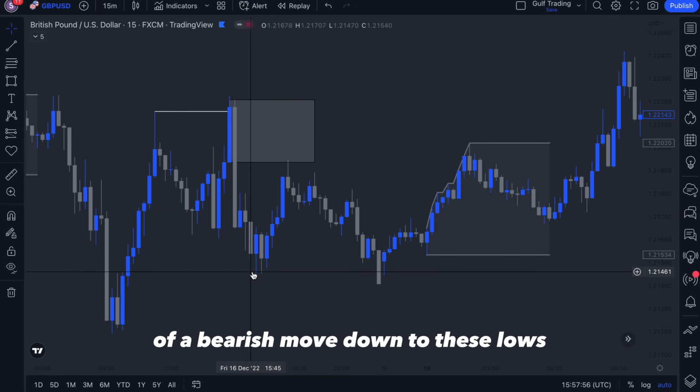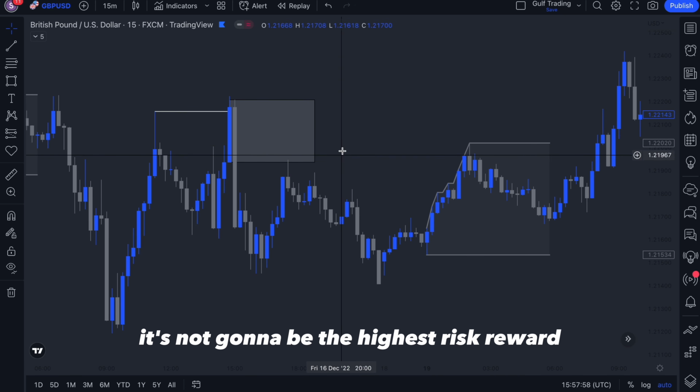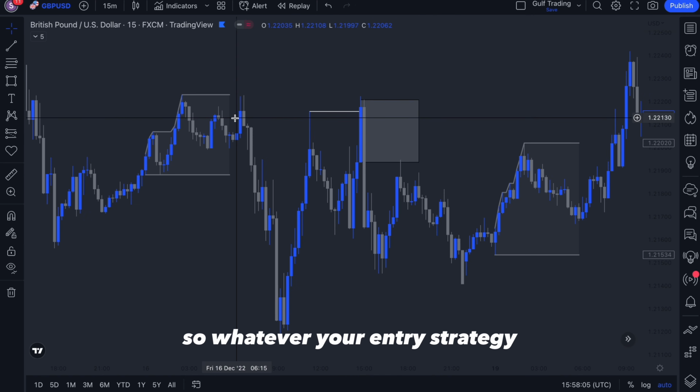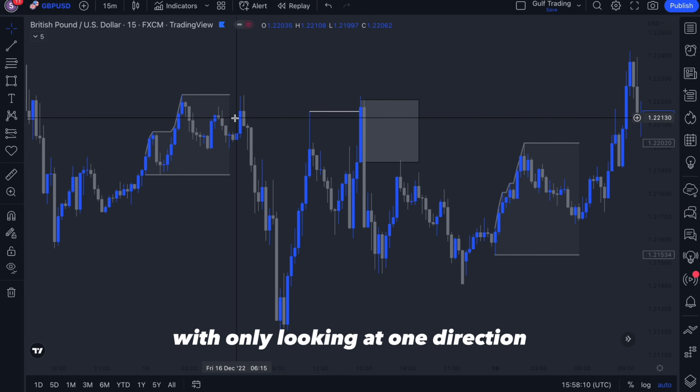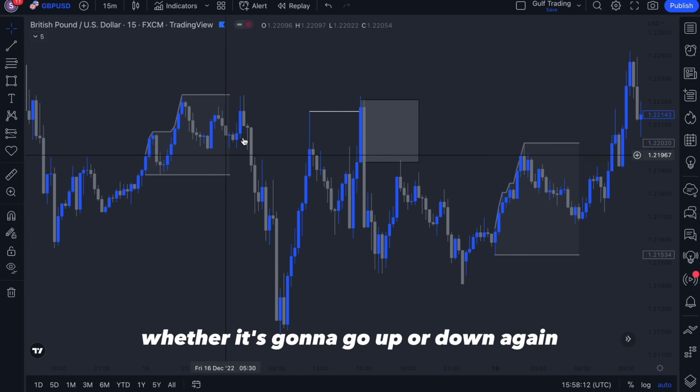Bit of a bearish move down to these lows. It's not going to be the highest risk reward, but you've got your bearish daily bias. So whatever your entry strategy is, you can implement it into the markets now with only looking at one direction rather than trying to guess whether it's going to go up or down.